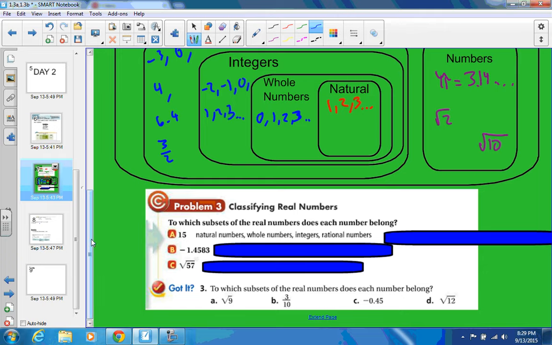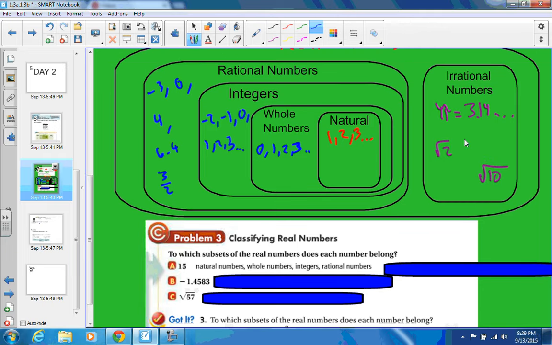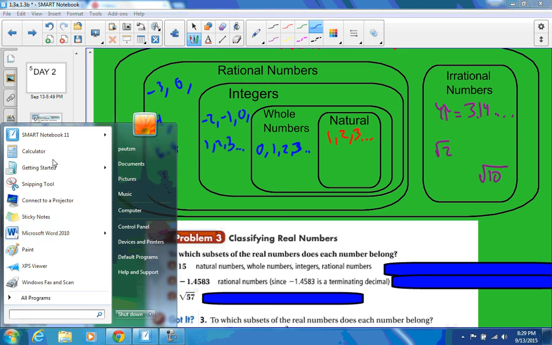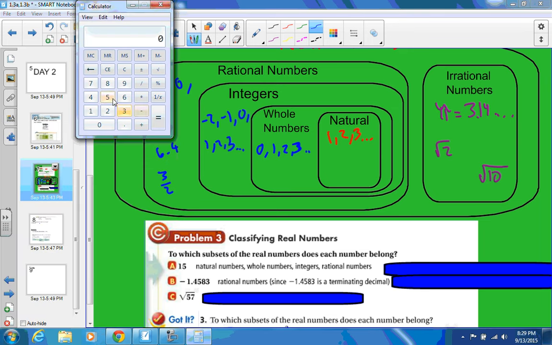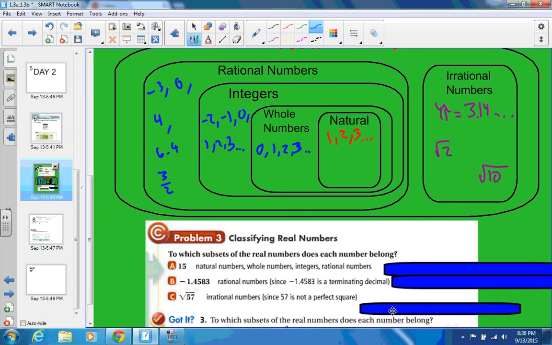Okay, negative 1.4583. It doesn't look like it goes on forever, so we're going to say that it's not a natural number, it's not a whole number, not an integer. It is a rational number though. It's a terminating decimal. That means it stops. It doesn't go on forever. Square root of 57 though, if you're not sure, you can use a calculator. Square root of that, looks like this decimal goes on forever. So that is going to be an irrational number. It's definitely not rational.